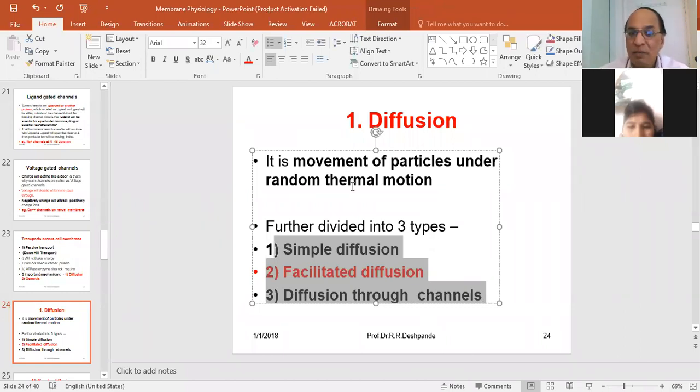But you must remember the definition. Diffusion is a movement of particles under random thermal motion. Random thermal at room temperature. Random thermal motion, movement of the particles here and there. That is diffusion. There are three types: simple, facilitated, and through channels.